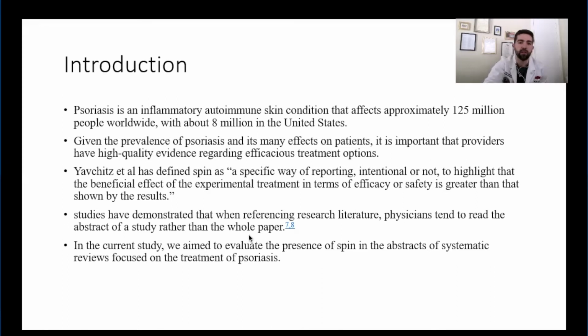Studies have demonstrated that when physicians reference research, they tend to read only the abstract of a study. And this makes sense given the time constraints that physicians have in their practice. So, we wanted to evaluate the presence of spin in abstracts of systematic reviews, since this is really what practitioners are looking at.